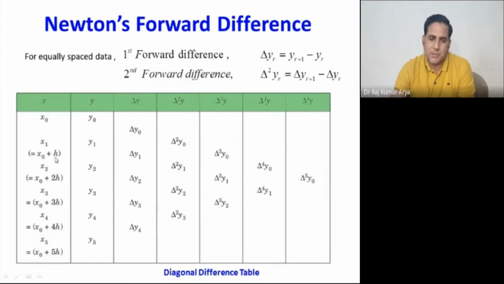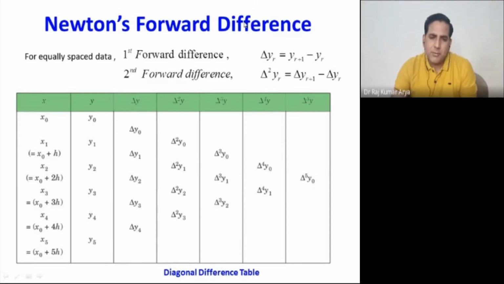From here also you have added one h, so you reach x2. So x2 is practically x naught plus 2h, because from x naught you have moved 2h away. So these data points are equally spaced, or the interval size between the data is constant.